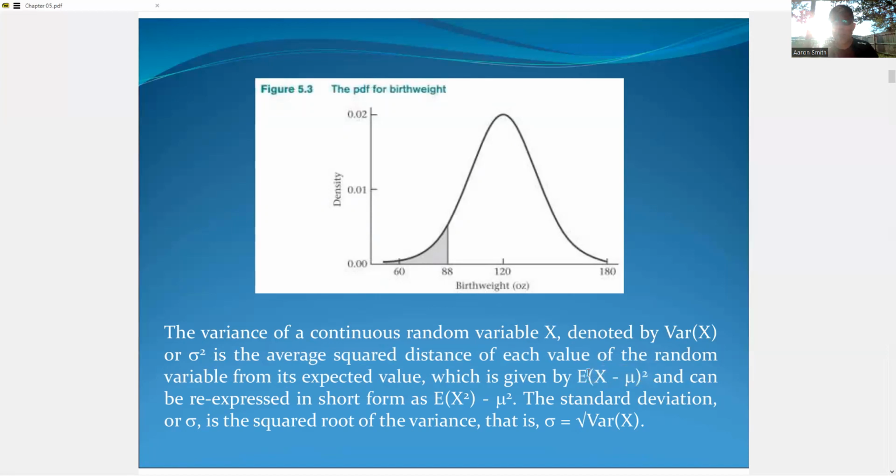It would be a little bit clearer if we put another parenthesis around this to make sure that the square is on the inside of the expectation. And we can re-express it in short form as the expected value of x squared minus mu squared. So this calculation will always be the same as this calculation, and either one of these is equivalent. Usually in academic papers, we represent it in the first way. Now the standard deviation is just the square root of the variance.